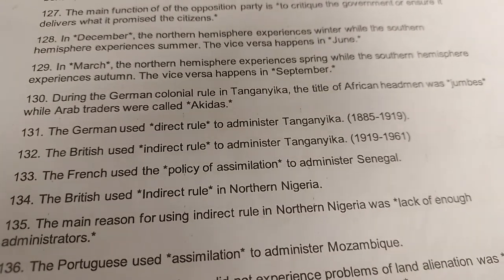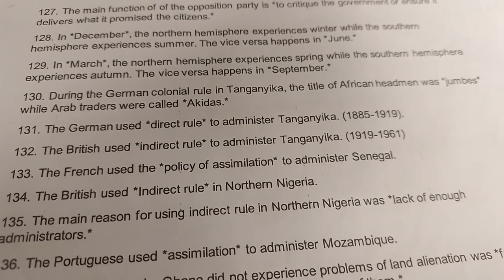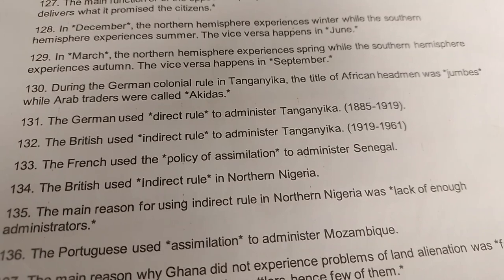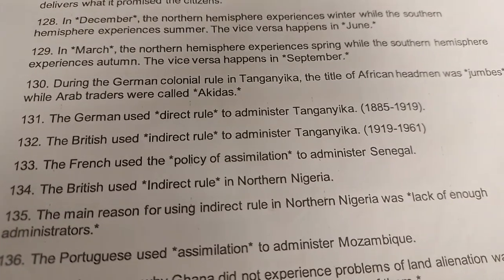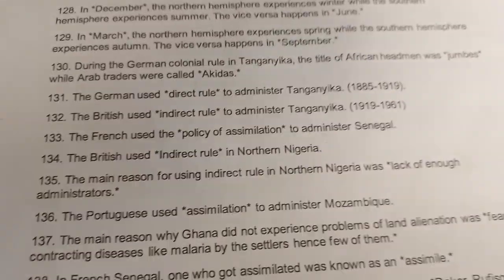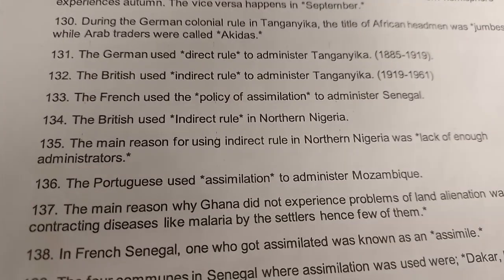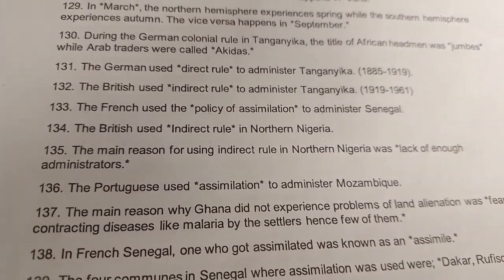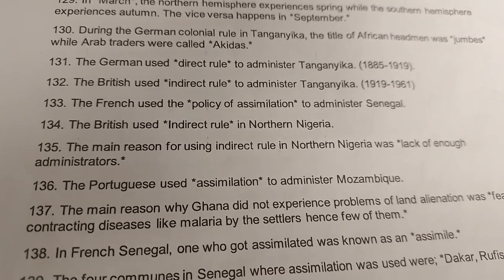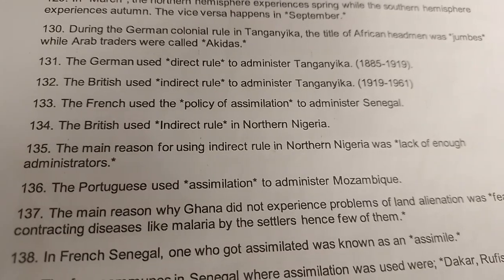The main reason for using indirect rule in northern Nigeria was lack of enough administrators. They used assimilation to reduce the cost of administration. The Portuguese also used assimilation to administer Mozambique. The Portuguese and the French considered their colonies as overseas provinces.